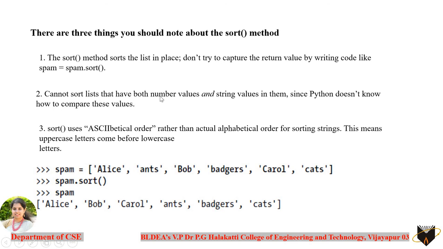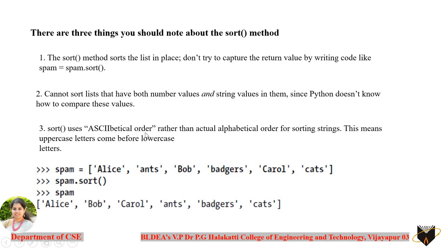You cannot sort a list that has both number values and string values in it, since Python doesn't know how to compare these values. That means whenever you are going to use the sort method on a list, make sure that the list contains either only integer number values or only string values. If the list contains both kinds of values, then it cannot work properly.